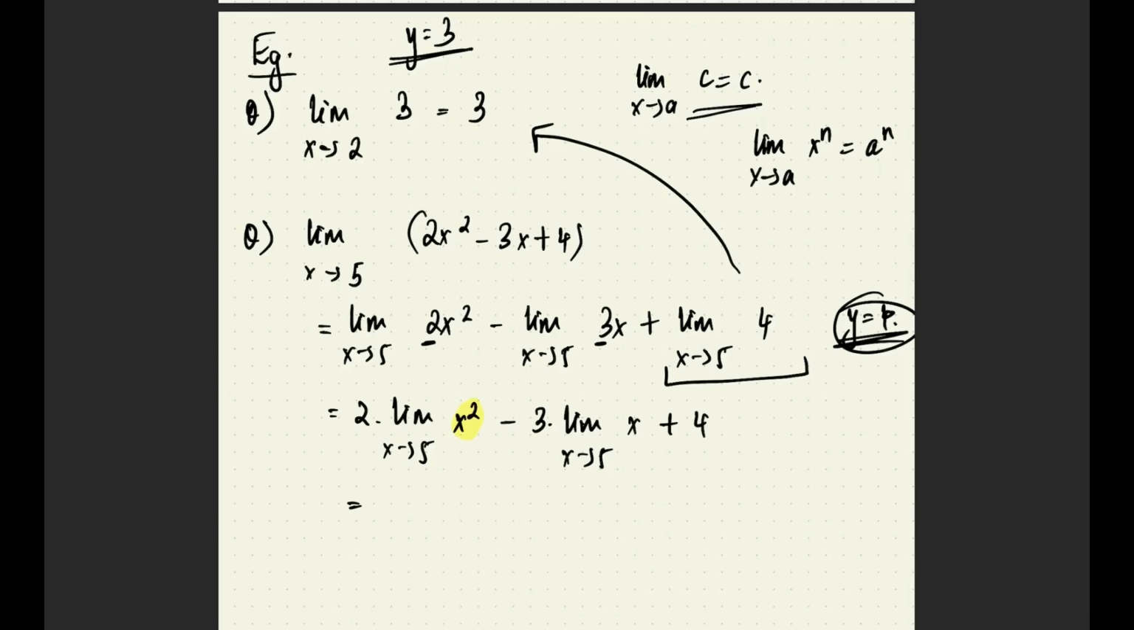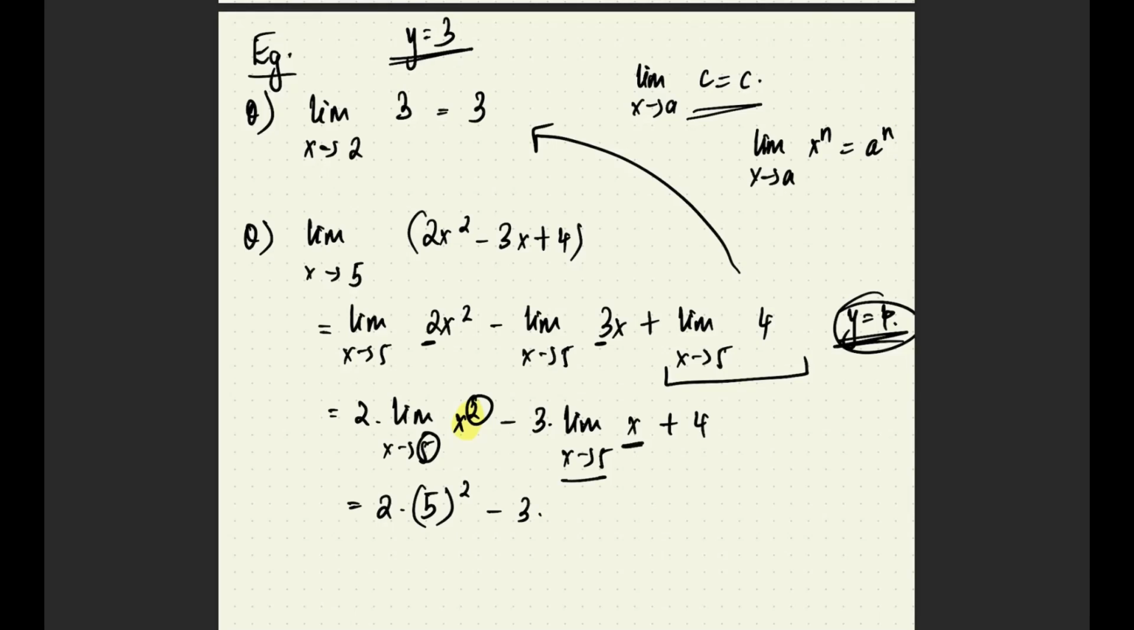So we are going to write this as 2 multiplied by, in this case, we know that the n is equal to 2. And what is a? So what number is x approaching? So x is approaching 5. So this is our a. So we can basically just evaluate this as a to the power n. So it becomes 5 to the power 2 minus 3 multiplied by the limit as x approaches 5 of x.